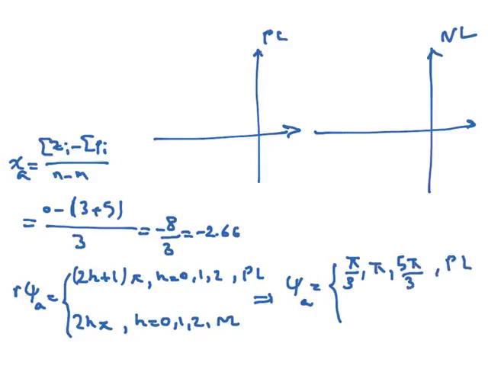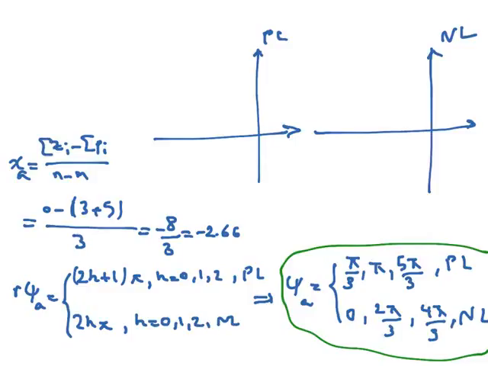For negative locus, we will have 0, 2 pi over 3, and 4 pi over 3. This is for negative locus. Then we can just draw these asymptotes. So here this is XA. We can draw the asymptotes on the graphs.